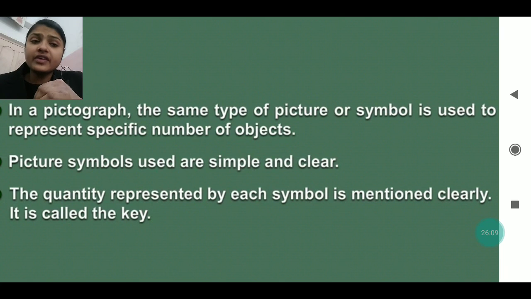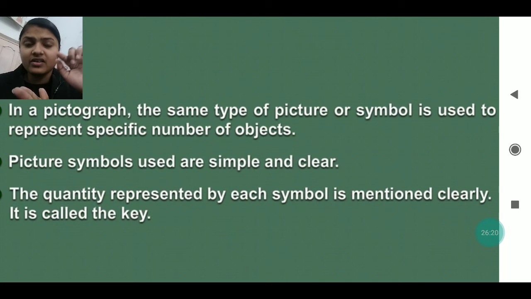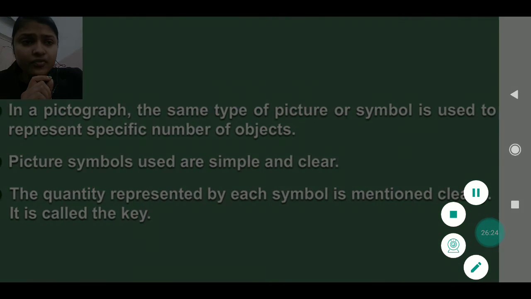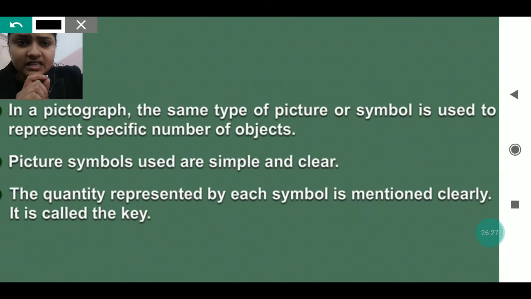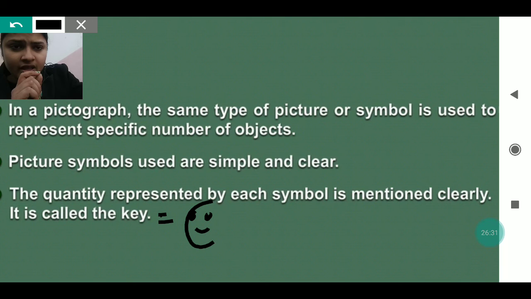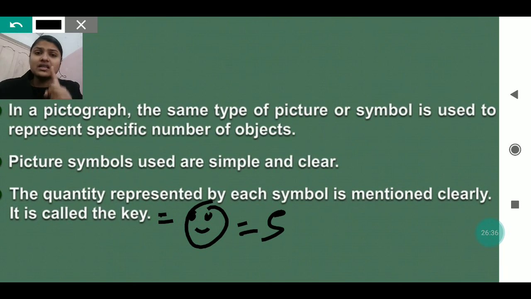The quantity represented by each symbol is mentioned clearly, and the term used for that is either key or scale. Okay, and we can write that one flower is equal to 2 or 5, this one smiley is equal to 5. That we write in the key. This key we will write, and equal to we will give, then we will draw the symbol here and write equal to 5. Key equals to means one smiley I am drawing, it is equal to 5 in numbers.